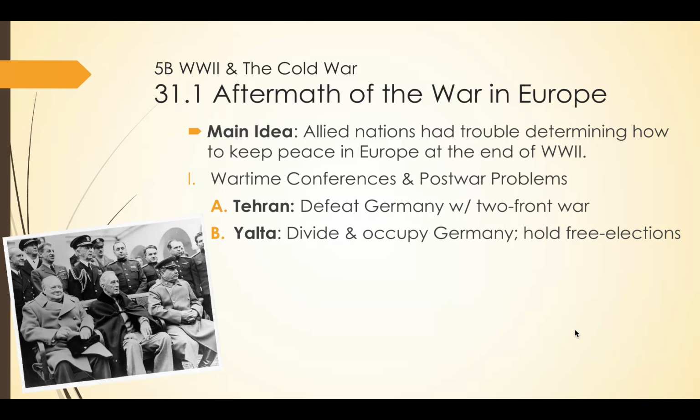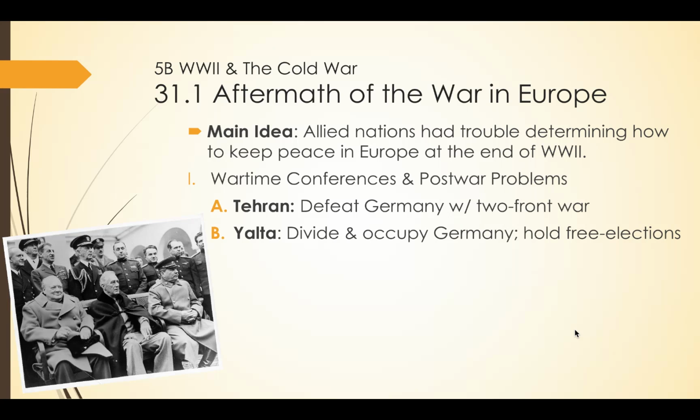This took place a couple months before the war came to an end in Europe. When they came together, they knew that quite shortly the war would be over and they needed to start figuring out true solutions to fixing Europe and what to do with Germany. So that was the focus of their discussions, and they agreed on two things. One, that they should divide and occupy Germany with their militaries.